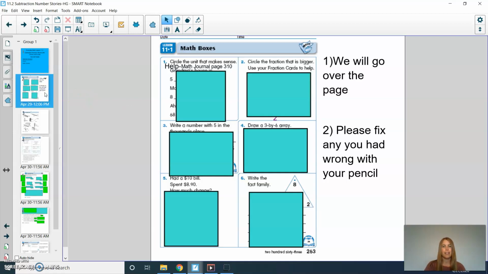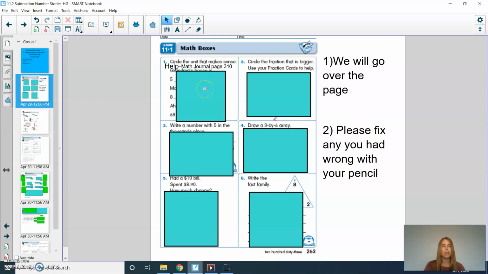Let's get started. The first thing that we're going to do is go over our math boxes from the previous lesson. So if you can open up to journal page 263. If you're noticing that you have any mistakes, please fix those with your pencil and eraser.